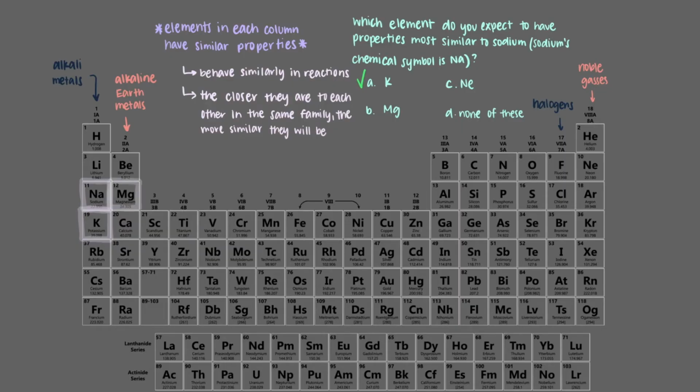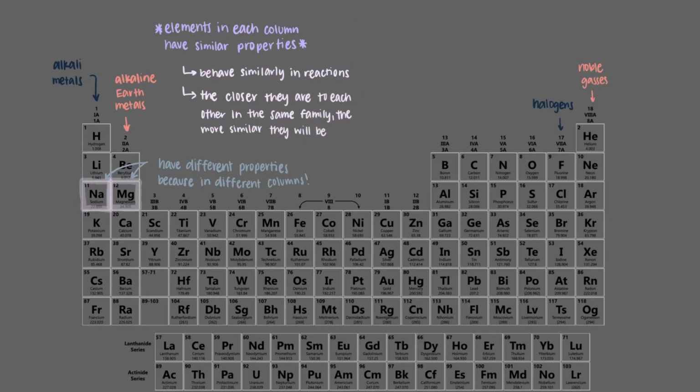Notice that even though magnesium is right next to sodium on the periodic table, their properties are different. This is because they aren't in the same column. Magnesium and sodium are in the same row or period, though. Elements in the same row don't share properties, but they're about the same size.